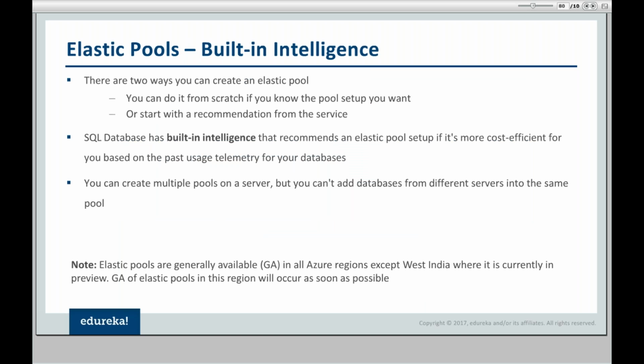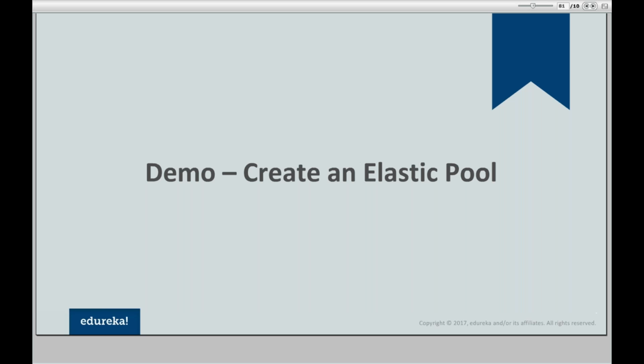So your elastic pools have built-in intelligence. You can do it from scratch if you know the pool setup. You have already configured it, I hope. Or you can start with the recommendation service. When you put up the service, it will come up with a basic pool as the default if it is empty. Or if you have high competition on the database, then it will come up with the pools that it recommends, and you need to go with that. So those things you can do here.